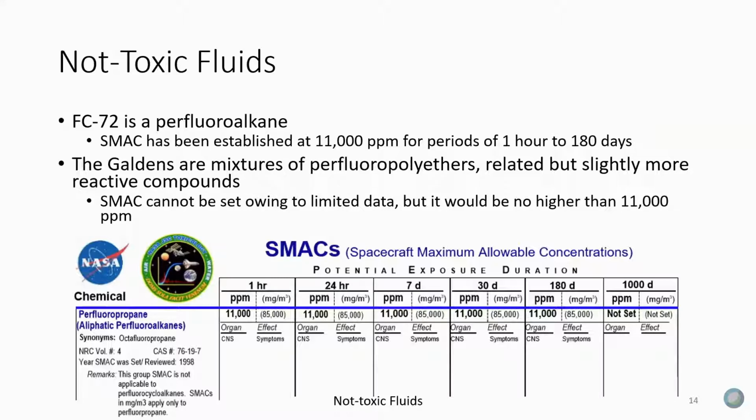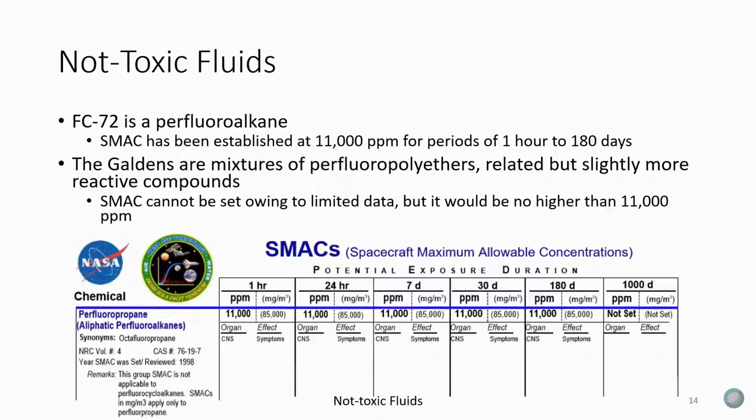Now, we did ask them about the Galdens because there's a lot of folks looking at Galdens. They're being used in some spacecraft even today, and we asked them to go look and see, well, what would the SMAC be of the Galdens? And these are perfluoropolyethers rather, which are related, but they're a little bit more reactive. And so there's really not any data in the literature. And our folks asked the manufacturers of these perfluoropolyethers what data they have that allow them to say they're not toxic. They wouldn't share the data.